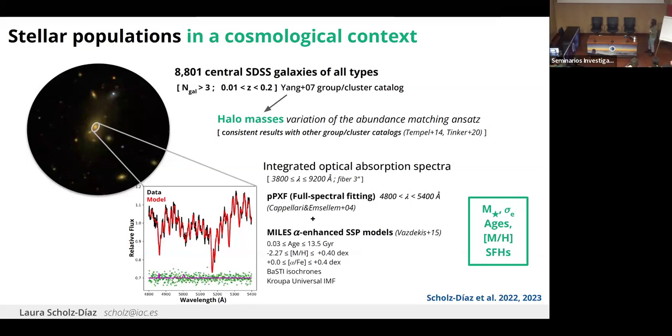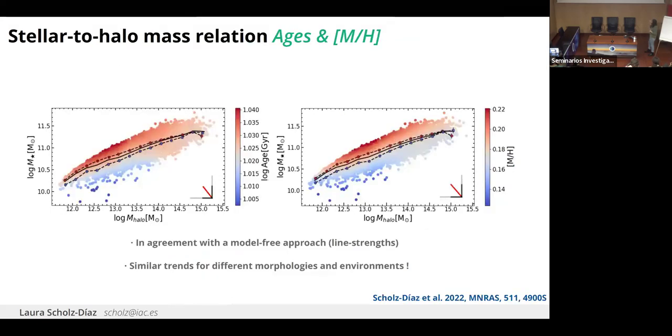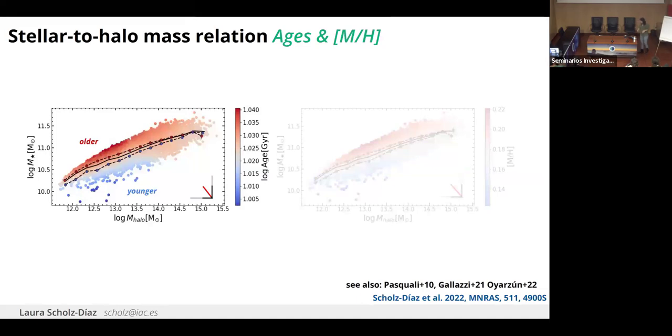So what we did next was to color code the stellar to halo mass relation with the stellar population property. First, I wanted to say that these are ages and metallicities obtained with PPXF, but they are in agreement with a model-free approach, just measuring the line strength of the indices. Okay, we're going to focus on one plot at a time. So here we have stellar mass as a function of halo mass color-coded by age. And what did we find? You see how these galaxies over here are older, these galaxies over here are younger.